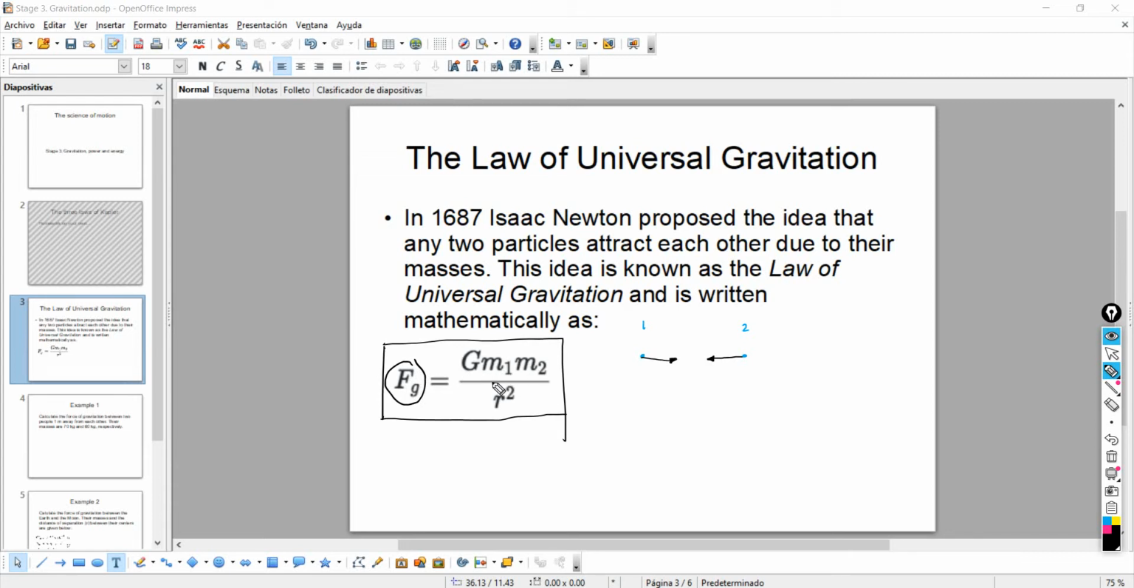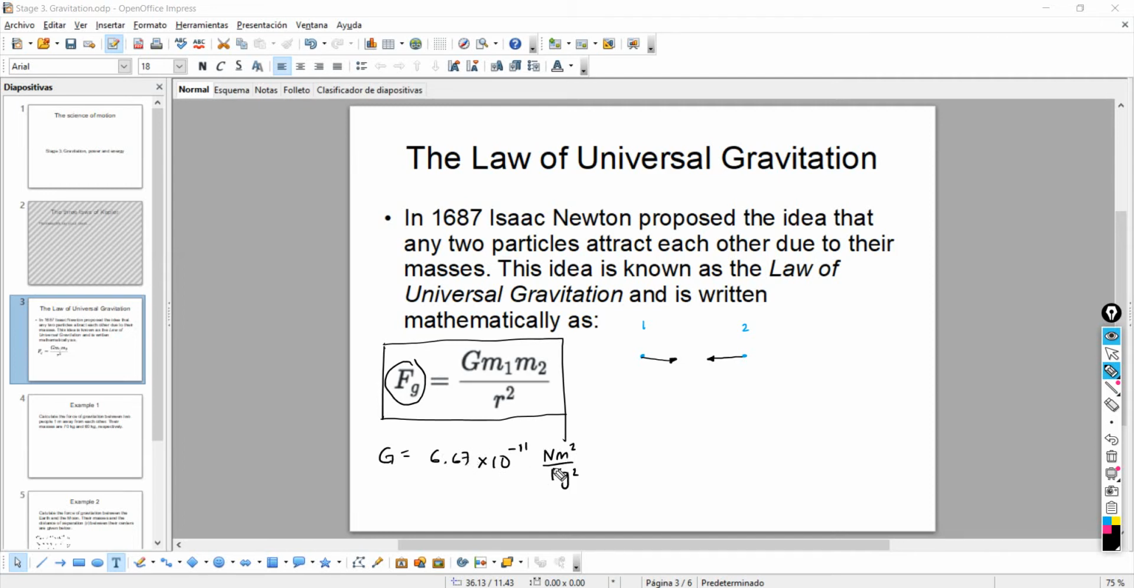G times m1 times m2 over r squared. What are all of these? Well, let's start with G. G, guys, is just a constant. I'm going to write down the value of this constant. It's 6.67 times 10 to the minus 11, and that is newtons meter squared over kilogram squared.